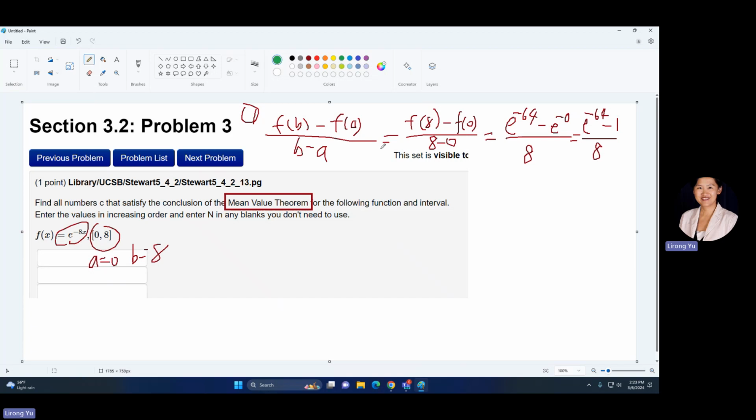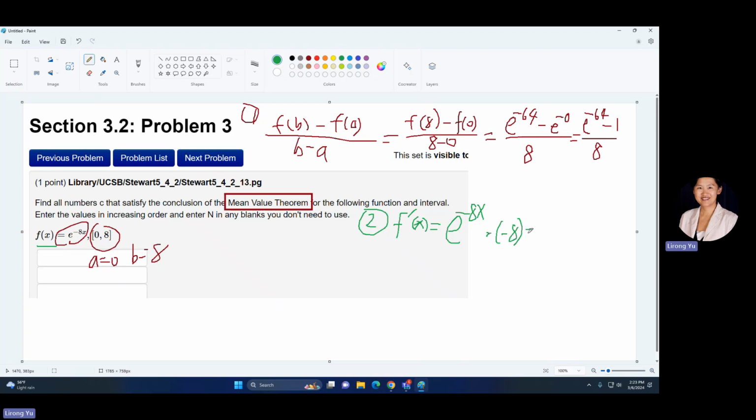Step 2, we will calculate the derivative. The derivative of the function, f prime of x, is equal to, this is the exponential function, e to the negative 8x. The exponential function is the exponential function. We also have to multiply by the derivative of the inside function, that's negative.